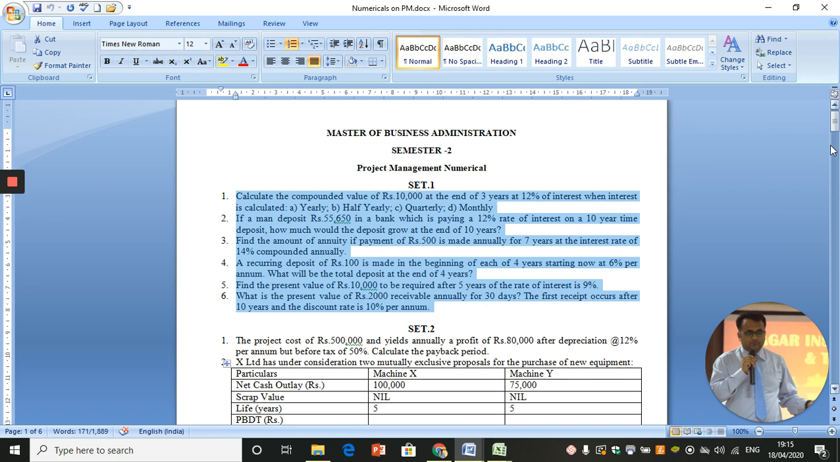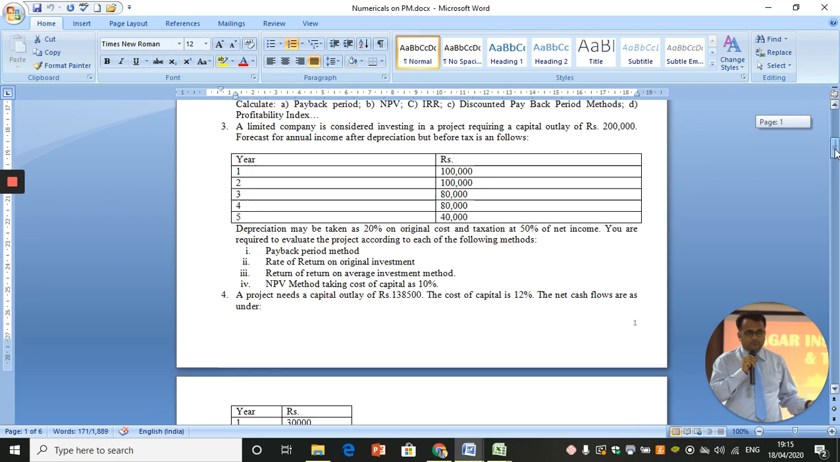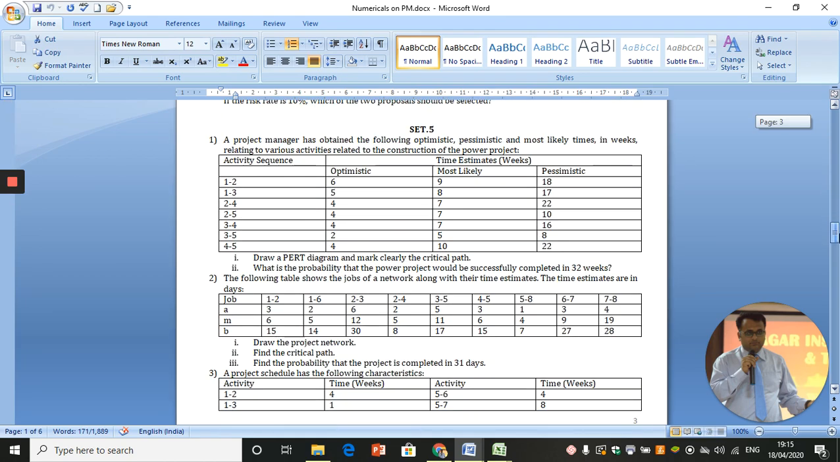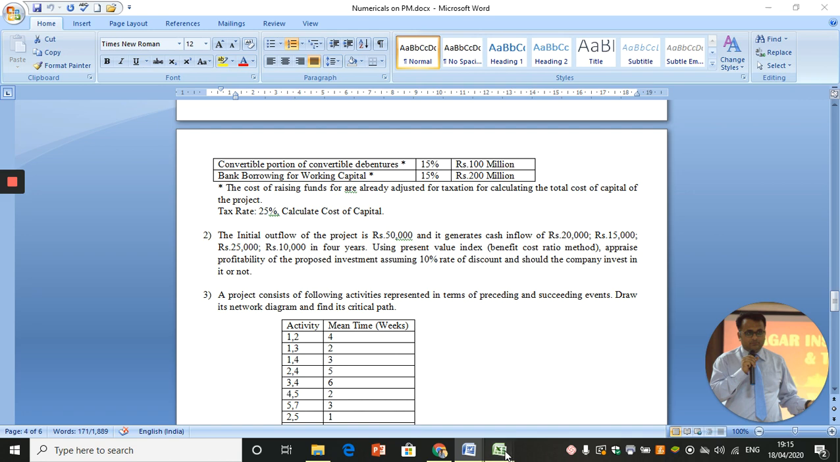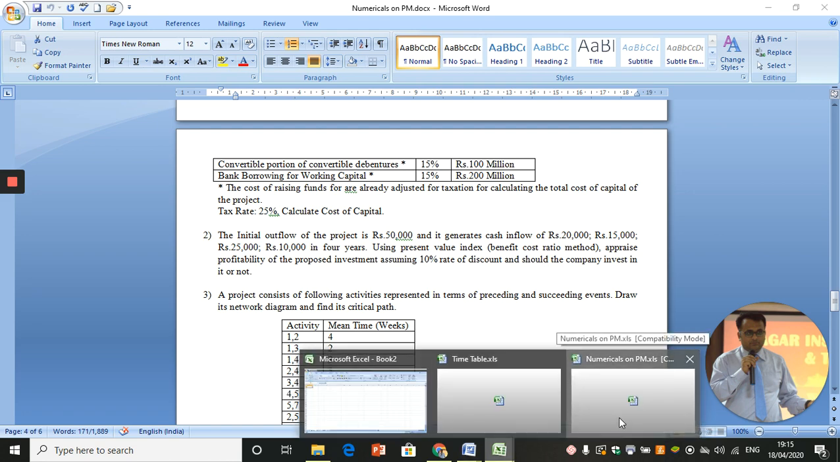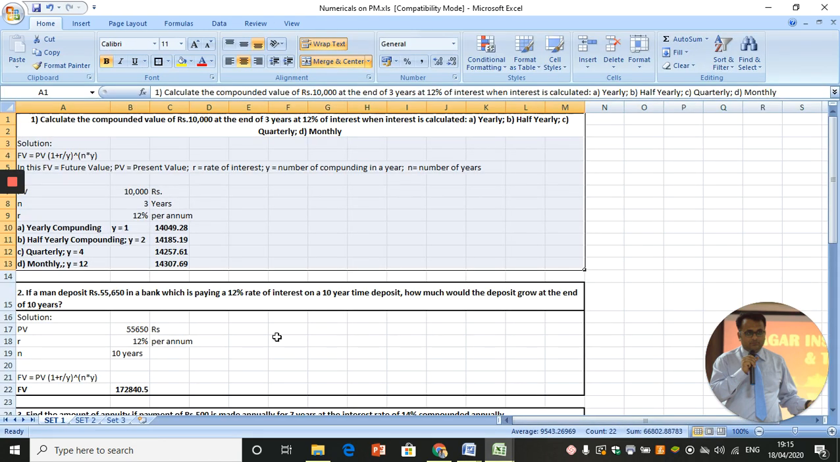So these six sets represent six types of questions which can be asked in your examination, and then there are subtypes of the questions. How we will deal with these is set by set, so we'll make one video per set. This is set 1, set 2, set 3. Still to make are set 4, set 5, set 6. Let us go for the first set now.